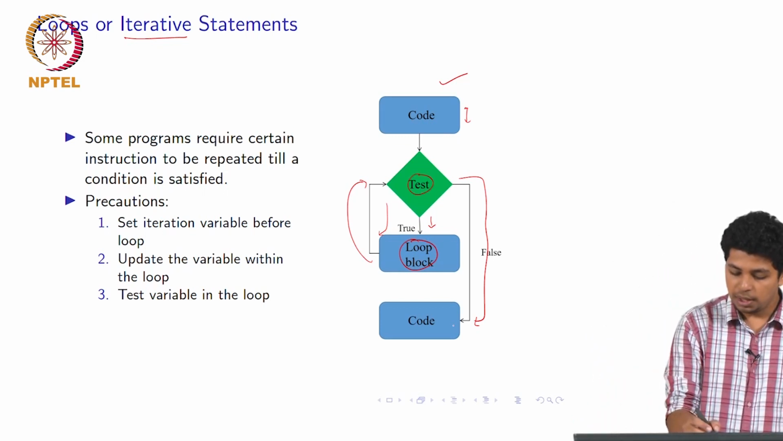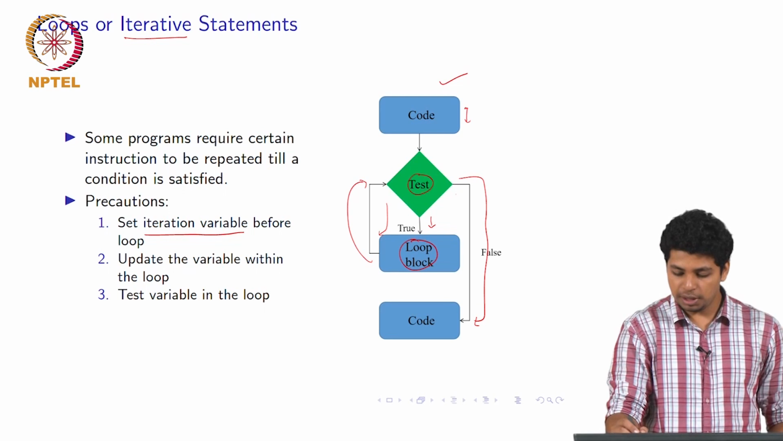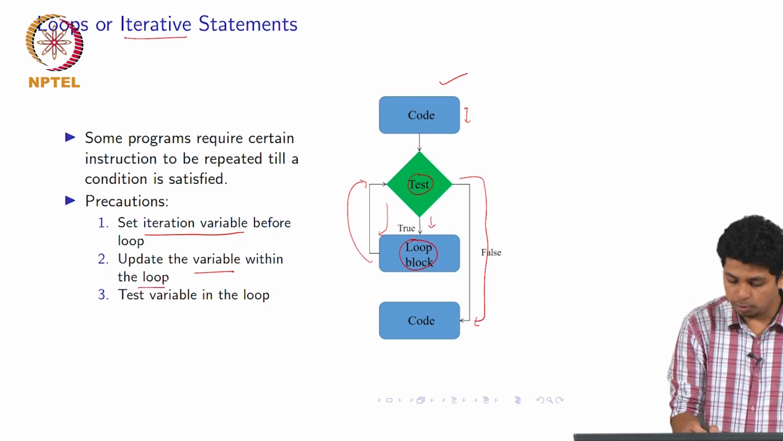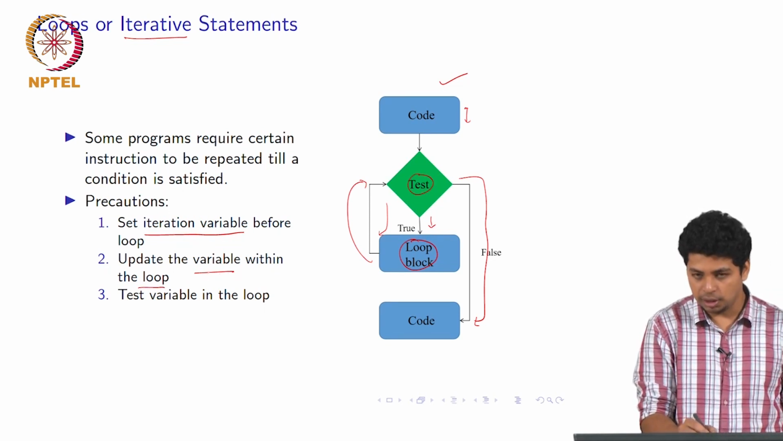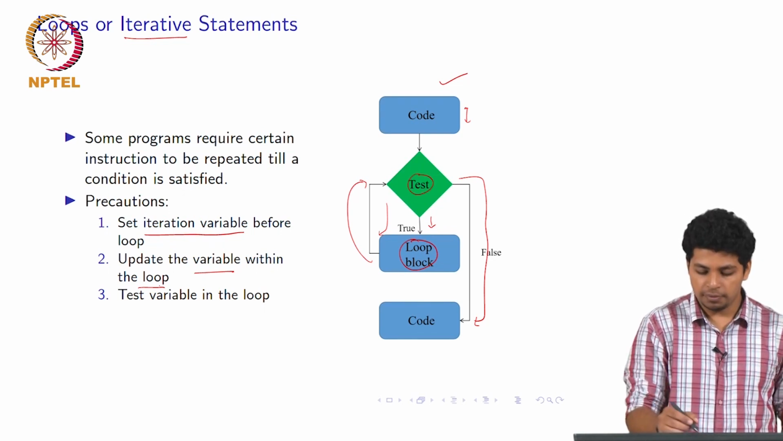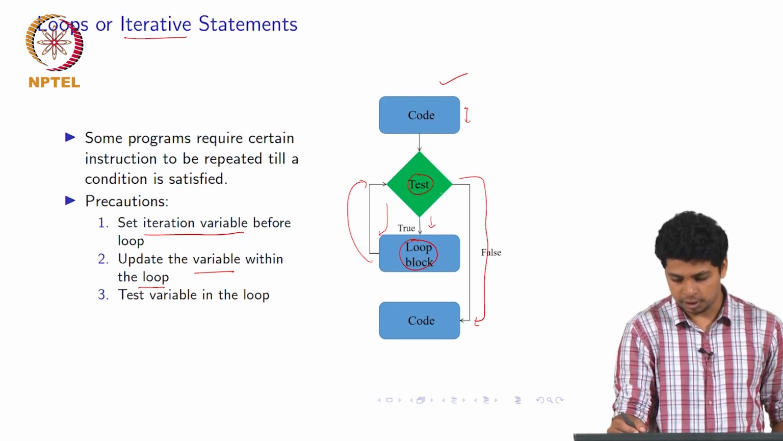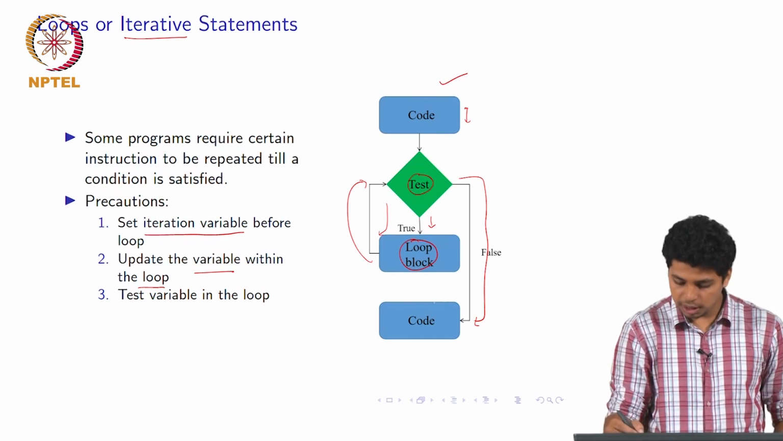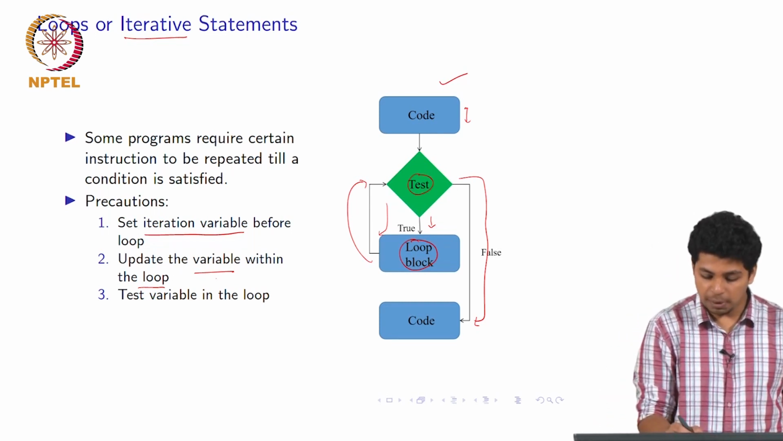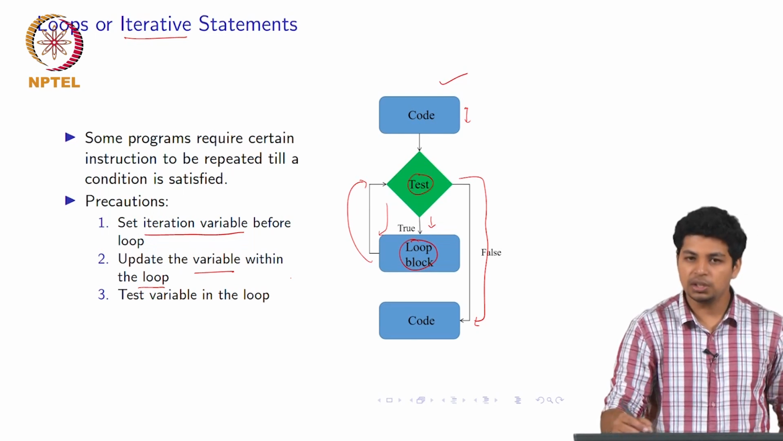Now the precautions would be, we always set an iteration variable before the loop starts. So there is a variable which will track what happens within the loop. Then we update the variable within the loop. If we do not update the variable within the loop, it will keep executing that loop infinitely, because the value of the iteration variable is not changing. So the condition, if it is true the first time, will never become false. But if it is false the first time, it will just continue. Since we do not want our code to run the same statements infinitely, we keep updating, and it is generally updated such that the condition eventually becomes false.